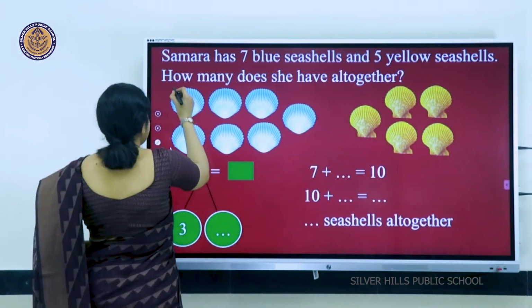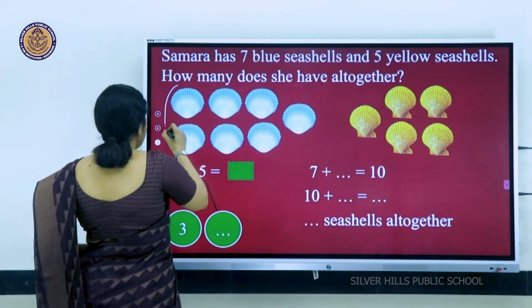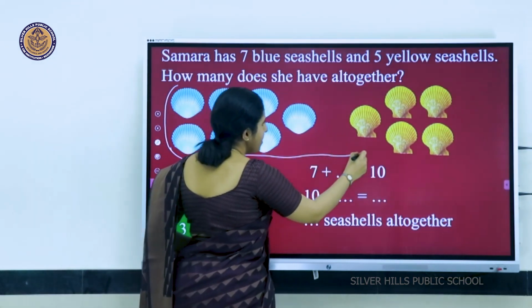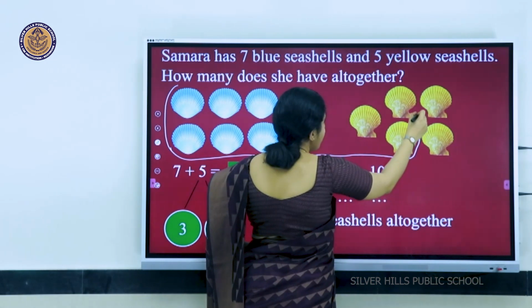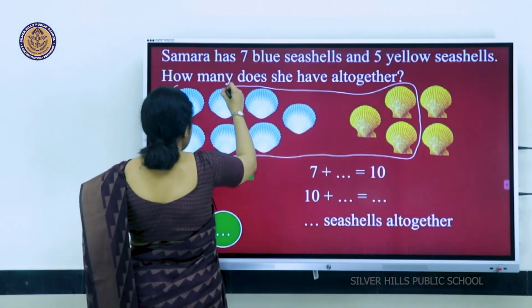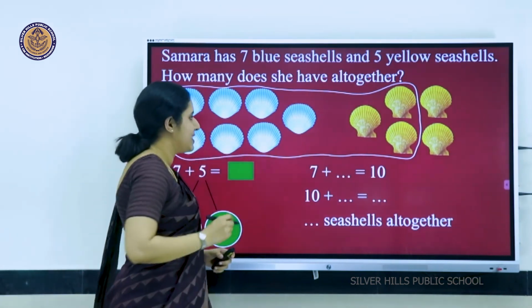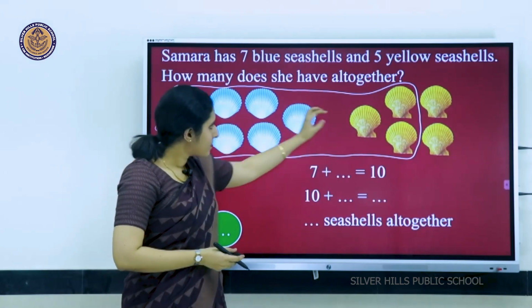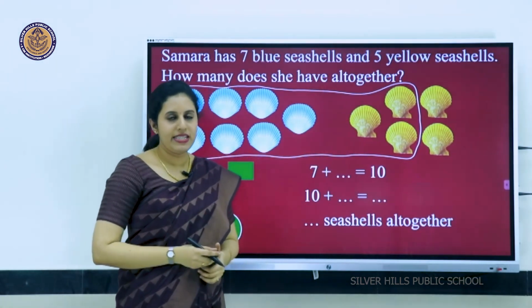And let's draw that. Let's make a group here. So, 7 blue seashells. Let's group it with the 3 yellow seashells on the right side. There. Yes, we have made a group of 10. 7 and 3 from the right side.